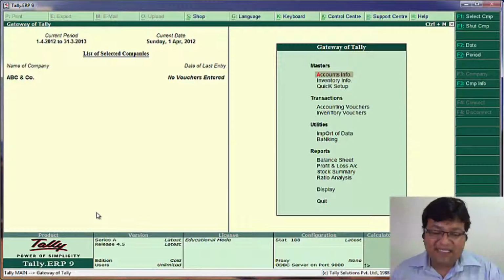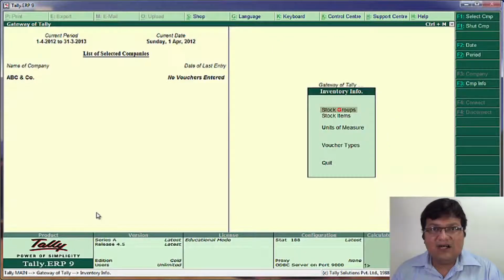Okay, now let us see what will be available by default in Tally ERP9. By default, to create inventory masters, you will go into inventory info, where you will get these options: stock groups, stock items, unit of measure, and voucher types.